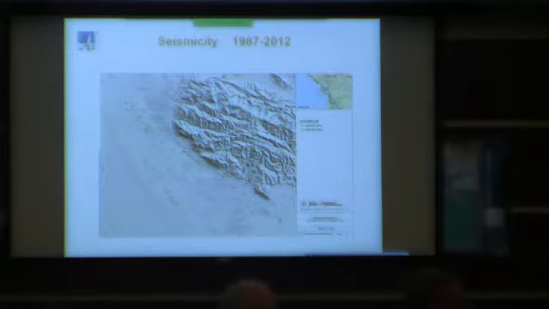Could you point out exactly in this map where Diablo Canyon is? Is it sort of on that open spot? So halfway up, right about here. Yeah, there we go. Okay.